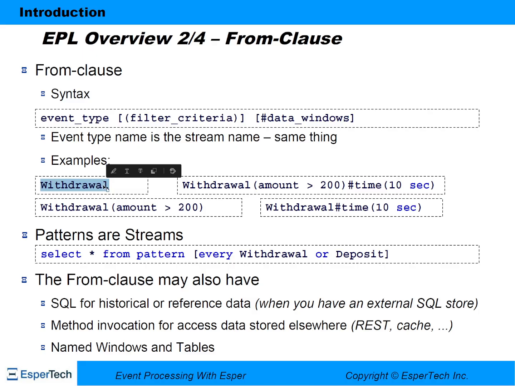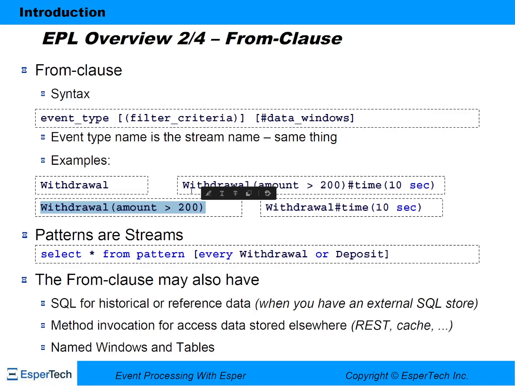For instance, say withdrawal, without filter expressions and without a data window, to select all withdrawal events. For instance, say withdrawal with amount greater 200, without a data window, to select all withdrawal events that have an amount greater 200. The amount greater 200 expression filters withdrawal events and ignores those that have an amount less or equal to 200. The Esper compiler analyzes filter expressions like amount greater 200 and plans and optimizes to become fast at matching incoming events to deployed EPL.